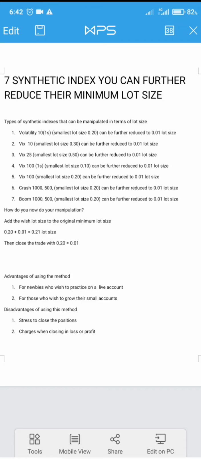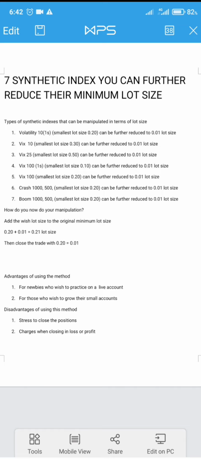So in today's video, I'll be discussing with you seven synthetic indices where you can further reduce the minimum lot size. When I'm talking about minimum lot size, I'm talking about the smallest lot size we have on this index, which we can further reduce to at least 0.01.